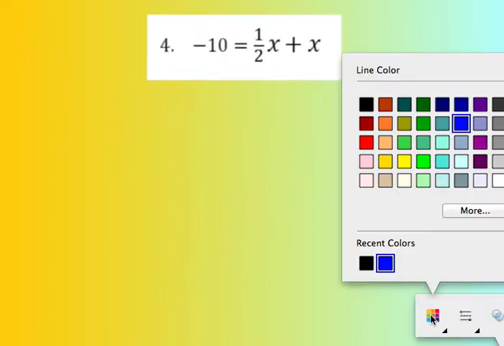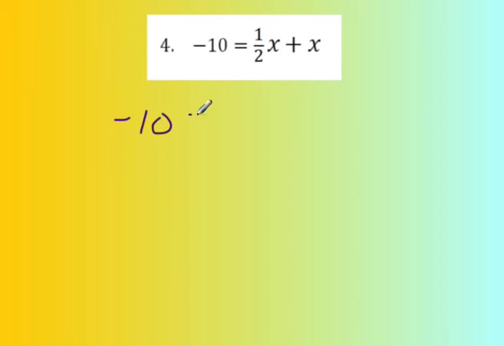So now let's go ahead and take a look at number 4. So then I have negative 10 is equal to, here I want to combine both sides. So remember, if there's no x's or 1 in front of the x, that just means 1. Well, what I'm going to do is I'm actually going to write 1 as 2 over 2.